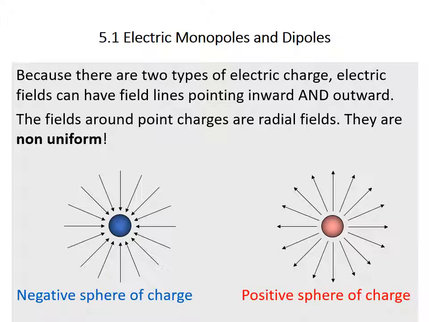And notice that these field lines are not uniform. They're not uniform because the spaces between the field lines change at different positions. So I can see that that's a non-uniform distribution. The spacing between the field lines is not even.